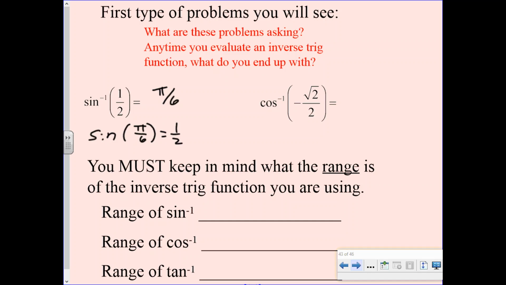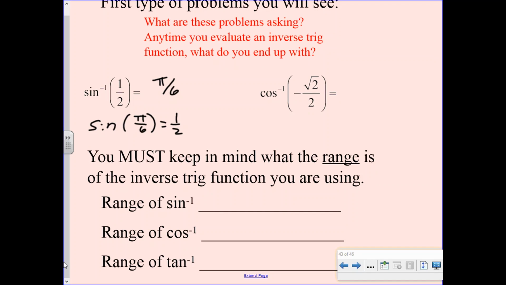Okay? But here's the trick. We do have to keep in mind the range of the inverse trig function we're using, and again, I talked about that in a previous video, but I'm going to write them down here for you. The range of inverse sine is from negative pi over 2 to pi over 2, and we know that's in quadrants 1 and 4. For cosine inverse, it was from 0 to pi, because of how we restricted the domain of the cosine function, and that's, of course, quadrant 1 and quadrant 2.